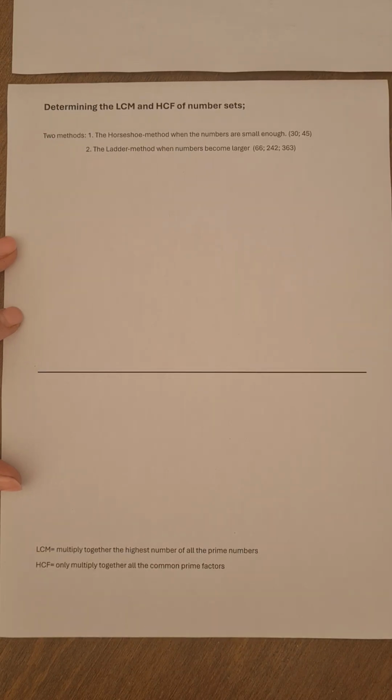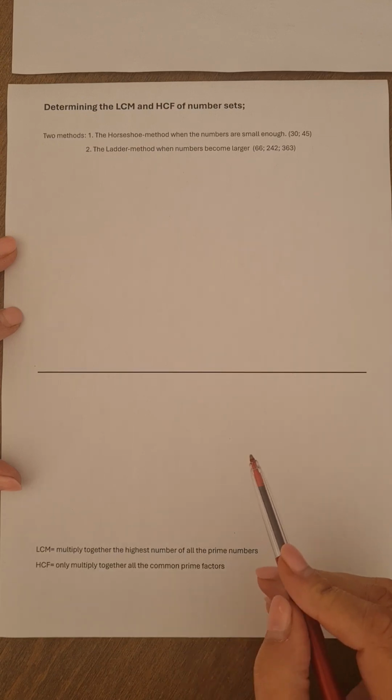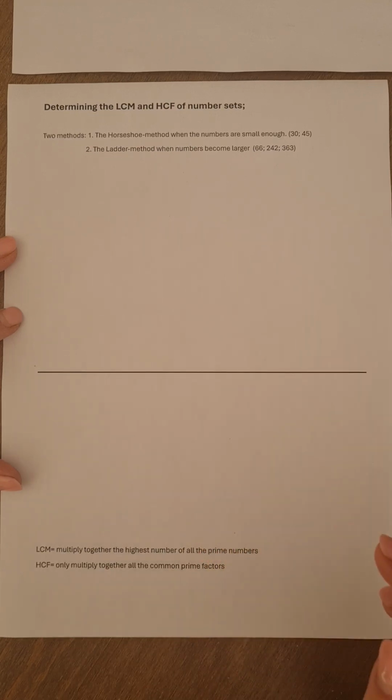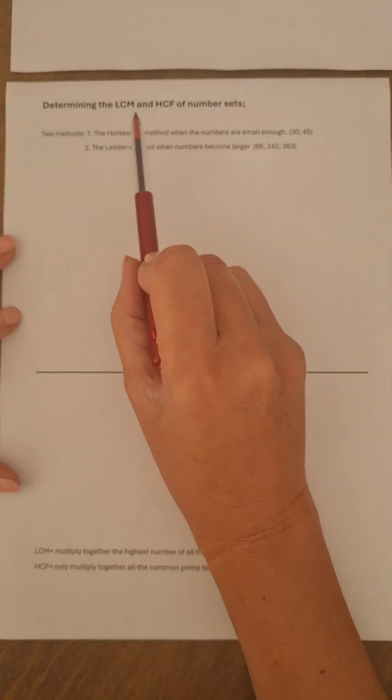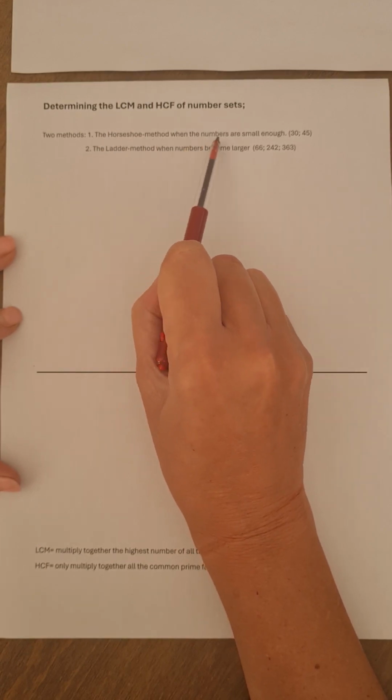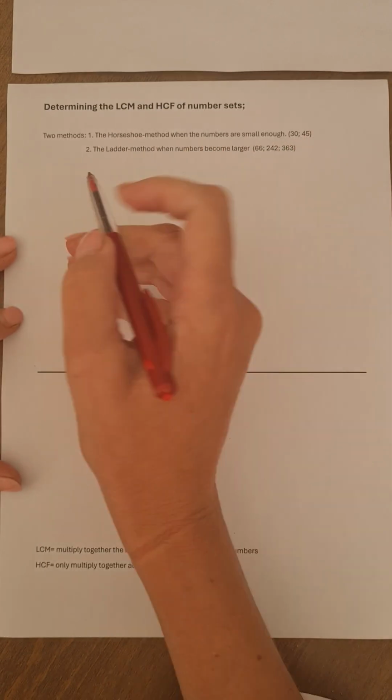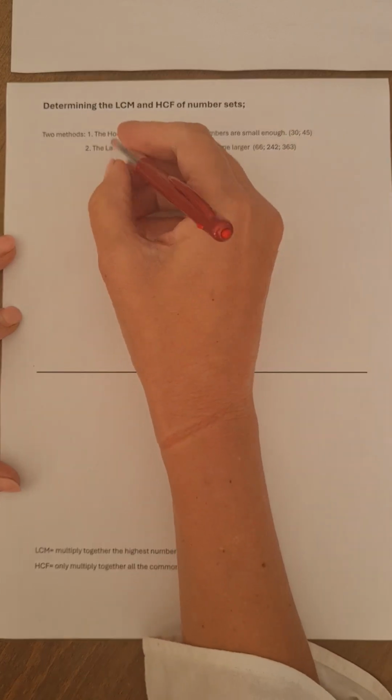Okay, good morning, everybody. Many of you struggled with HCF. The reason why you are struggling is because you are using that second method that is difficult. So I'm going to explain the first easy method that I want you to use when the numbers are small. That's the horseshoe method, when the numbers are small enough, like when we are doing it with 30 and 40, 45.